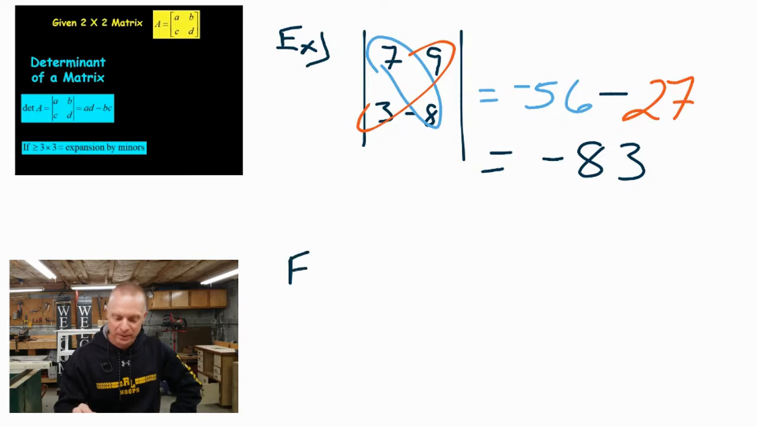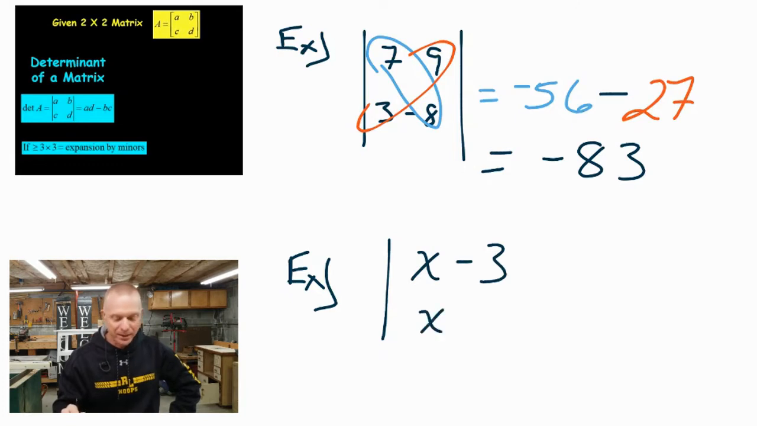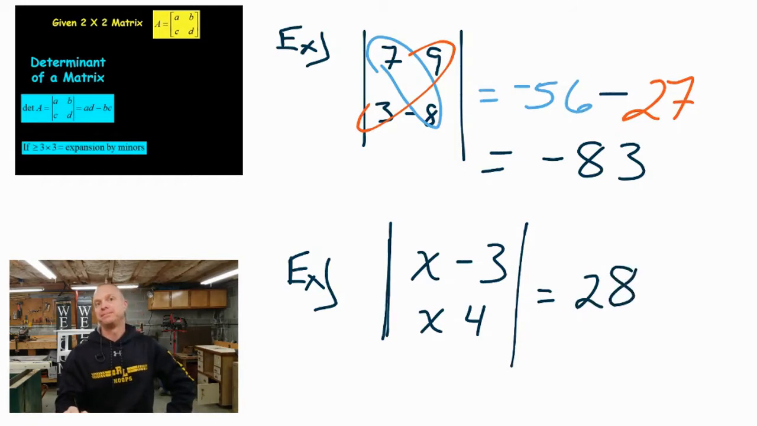Here, let's try another one. What if we throw in the variable x? And we see that it's part of this 2 by 2 matrix. And we even are told that this is going to equal 28. You think you can make up a little equation and solve for x? Go ahead. Good time to pause the video and see if you can set this up on your own.